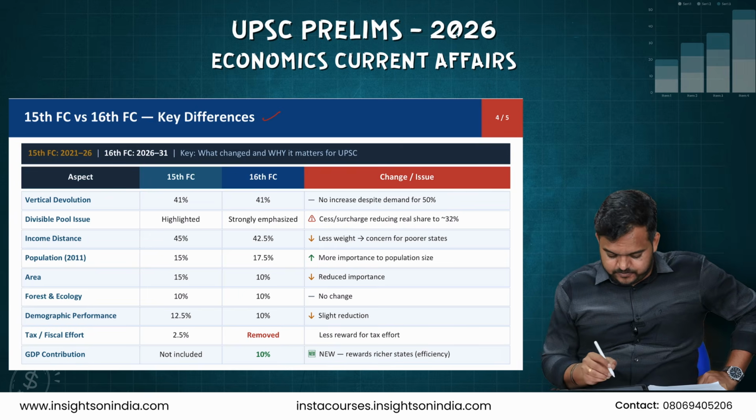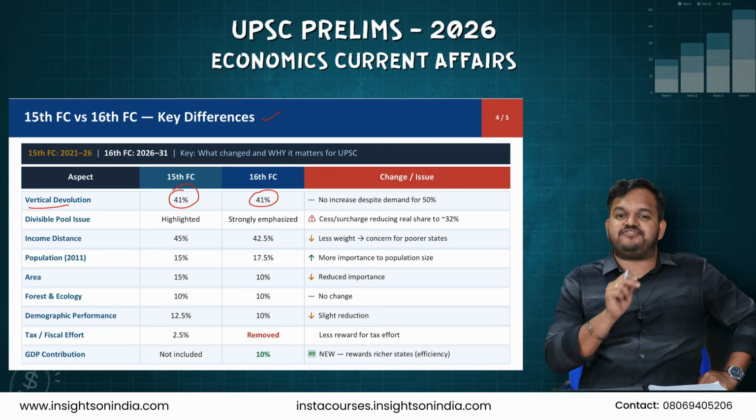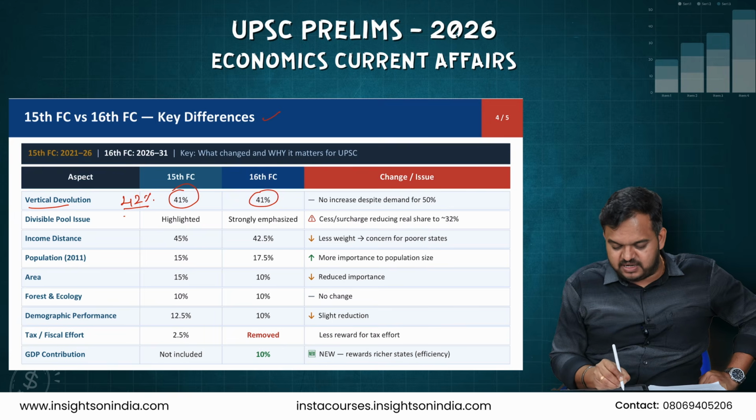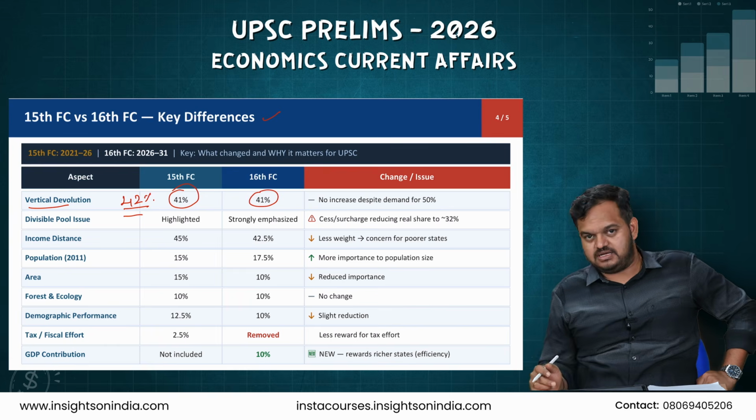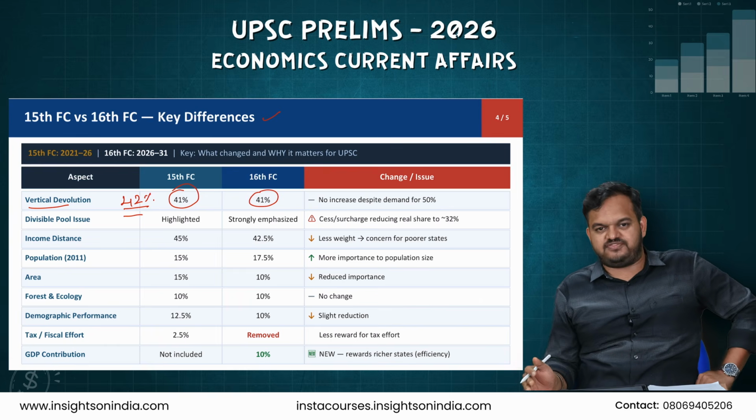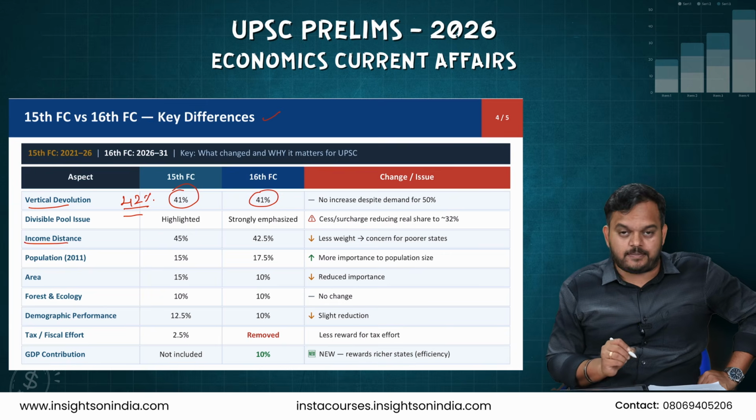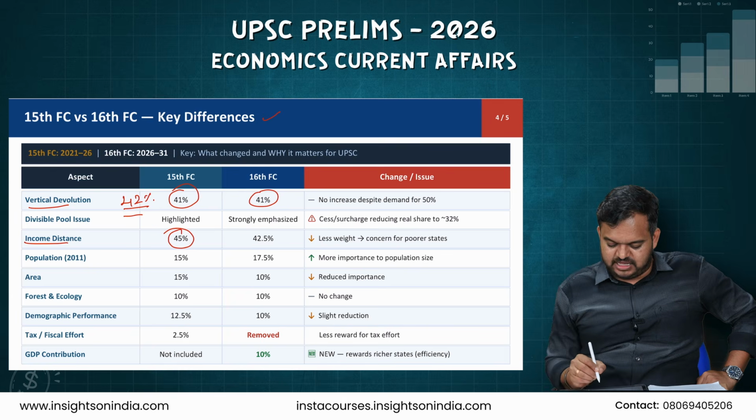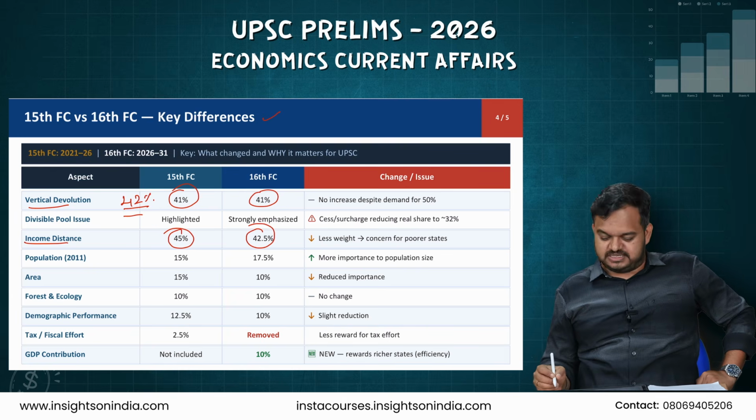In the basic vertical devolution, there is no difference. But the 14th Finance Commission had made it 42%. The 15th Finance Commission reduced it to 41%. It has been continued by the 16th Finance Commission as well. Now, income distance, earlier the weightage for income distance was 45%. Now it has been reduced to 42.5%. Can be a question.